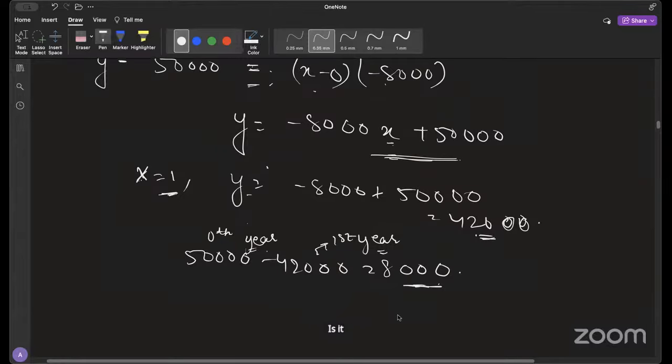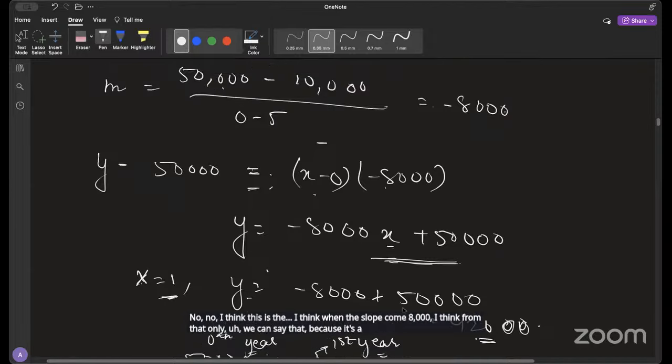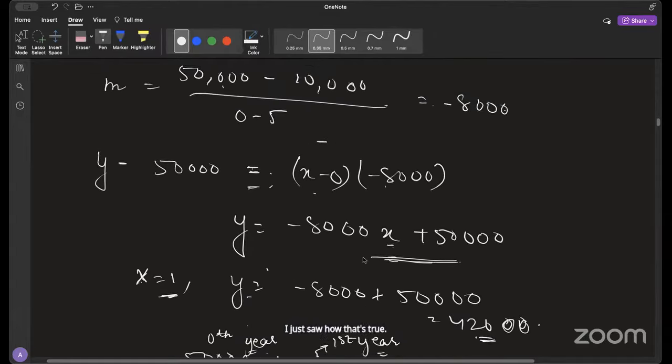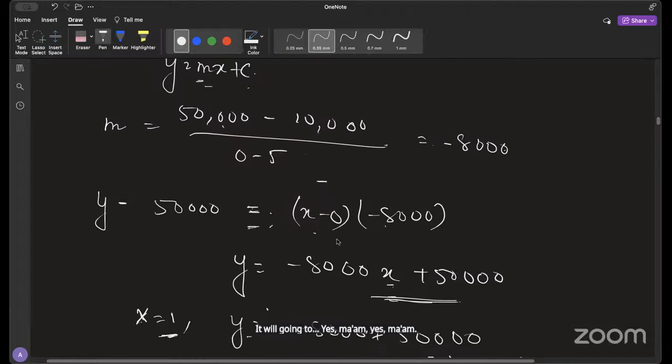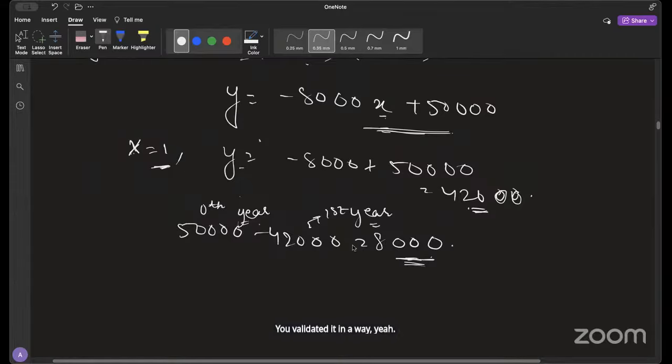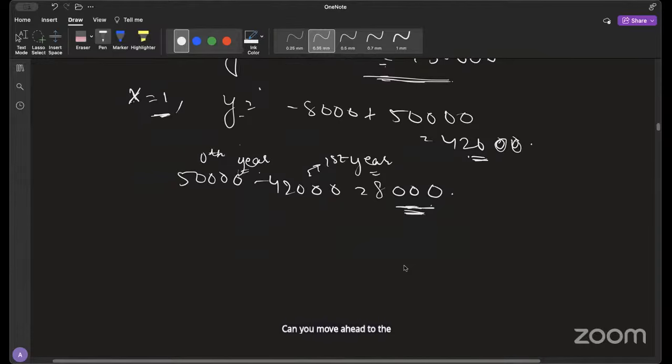Ma'am, I think when the slope comes to 8,000, from that only we can say that, because it's a linear relationship. Yes, ma'am, you validated it in a way. Okay. Is this clear to everyone? Yes, ma'am. Can we move ahead to the next question?